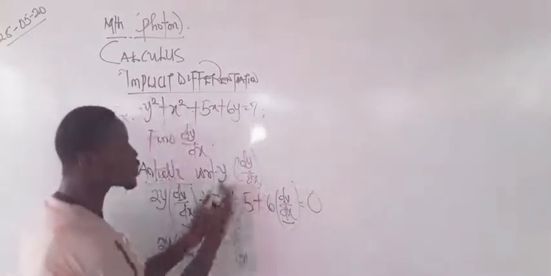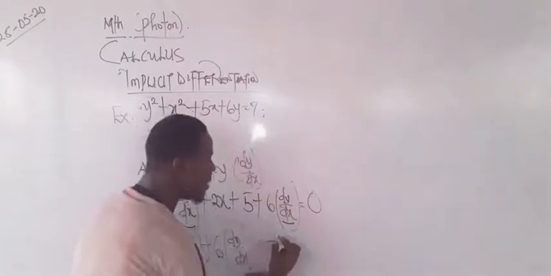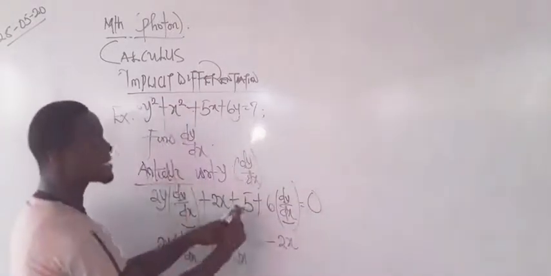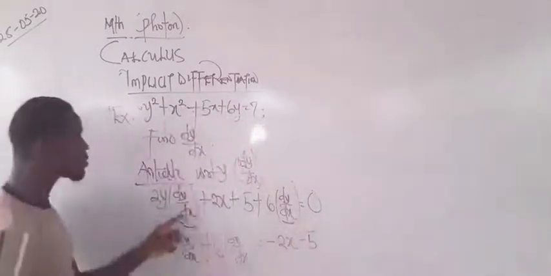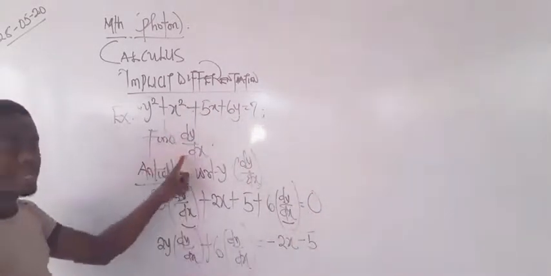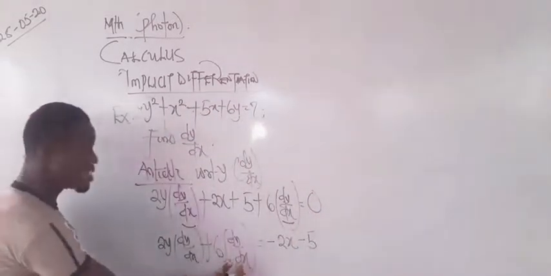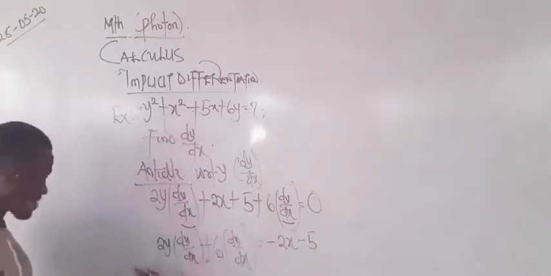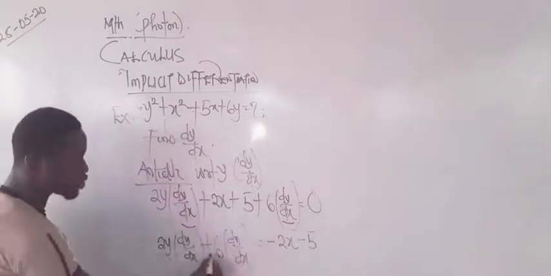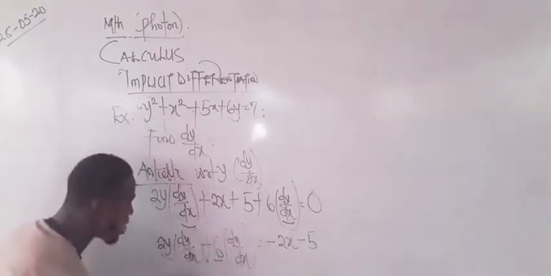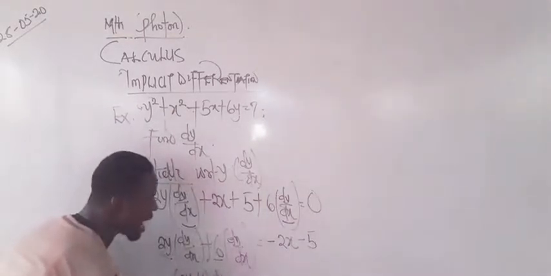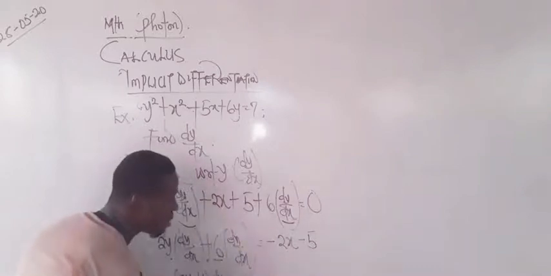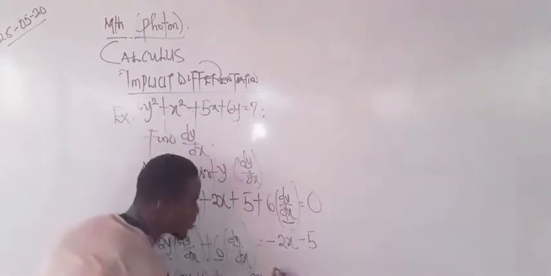Now, if I take 2x to the other side, it becomes minus 2x. If I take plus 5 to the other side, it becomes minus 5. Mind you, what did the question ask me to look for? Dy over dx. So I can easily factorize this, right? So let's bring dy over dx out. If I do that, what will be remaining? 2y and 6. So tell them 2y plus 6, then add dy over dx. What will it be equal to? Minus 2x minus 5.